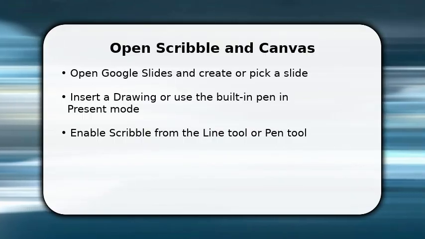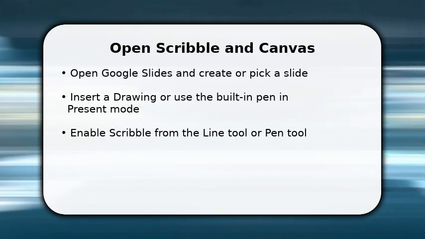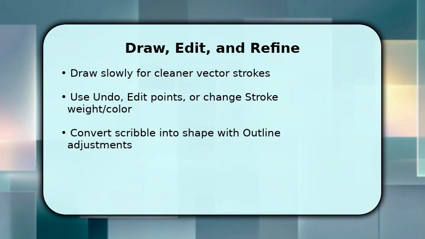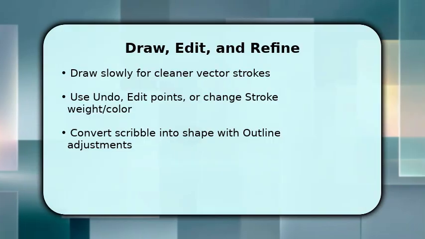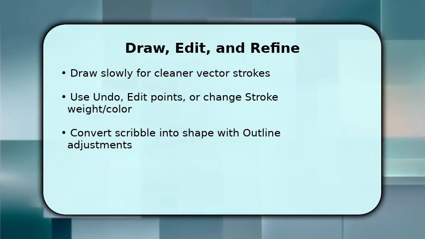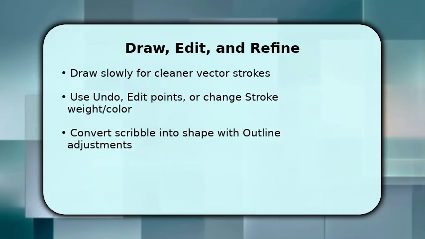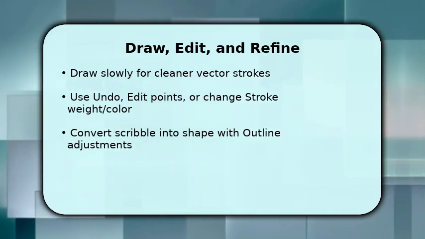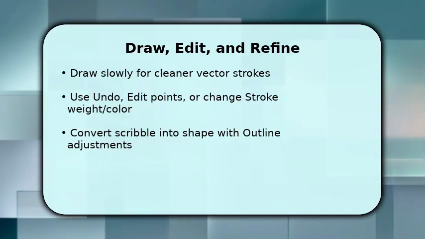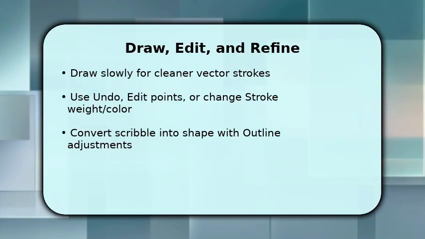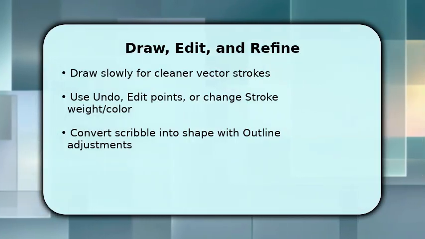That prevents accidental shapes. This first step places you directly into drawing mode, so you can begin tracing shapes or adding annotations immediately. You draw with deliberate, steady motion to get cleaner, more accurate strokes. Quick jerks create jagged lines. Once drawn, click the Scribble to access edit points, drag nodes to refine curves, and change stroke weight or color from the toolbar to match your design.